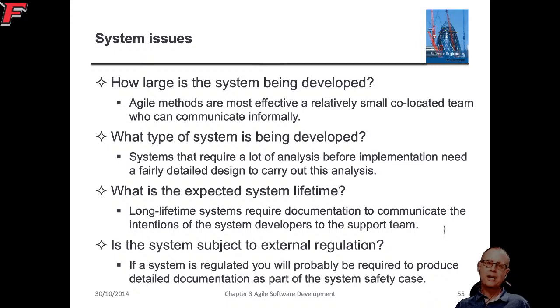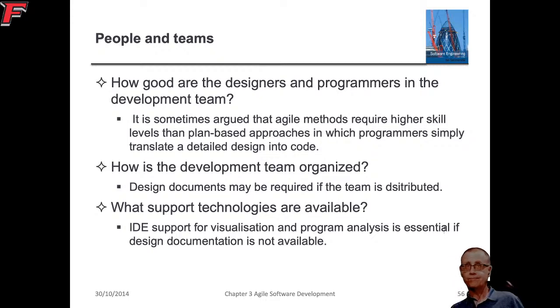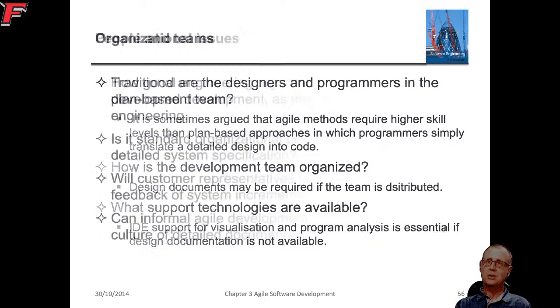So when we talk about Agile development for a system, we need to think about how large is it. We need to think about what type is being developed, and we need to understand how long the system is going to live, and whether the system's going to be impacted by external regulation. We need to know how good our designers and programmers are. We need to know how the team is organized, and we need to have some sort of support technologies. Maybe there's IDE support or visualization or programming.